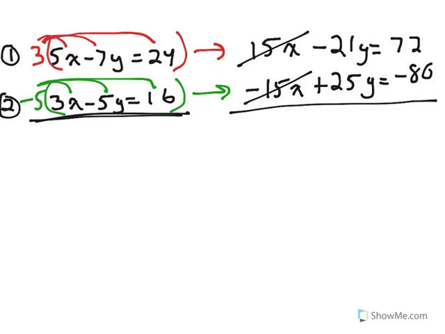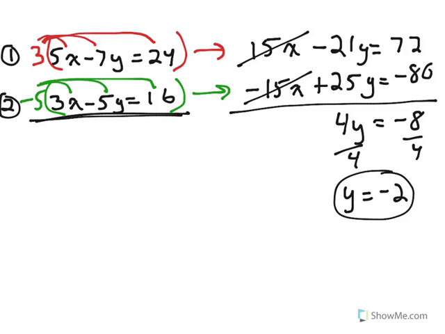Negative 21y plus 25y is 4y. 72 plus negative 80 is negative 8. Solve for y by dividing both sides by 4, and I get y equals negative 2. Now to find x, I am going to take that negative 2 and replace y in either one of the two original equations. Does not matter which one you pick, just pick one.